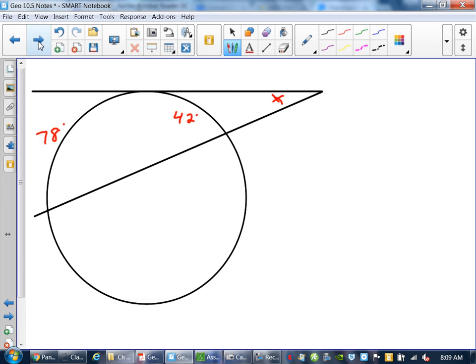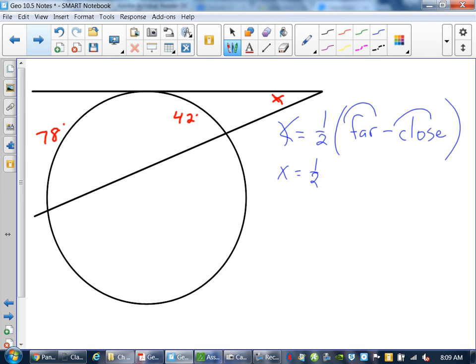Outside, inside, or on? It's 18. Let's walk it through the whole thing. It's outside. So if it's outside, it's easy: your angle is going to equal half the far arc minus the close arc. Well, our angle is half of 78 minus 42. And again, if you type it in the calculator exactly like that and press enter, you will get 18.